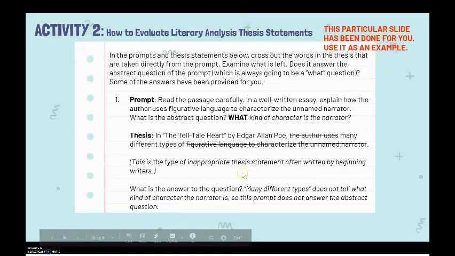This is an inappropriate thesis because you can tell it's written by a beginning writer. What's the answer to the question? Many different types doesn't tell me what kind of character the narrator is. There is no claim to the narrator, so it doesn't really answer the abstract.